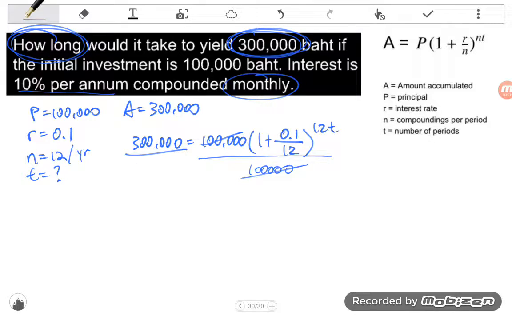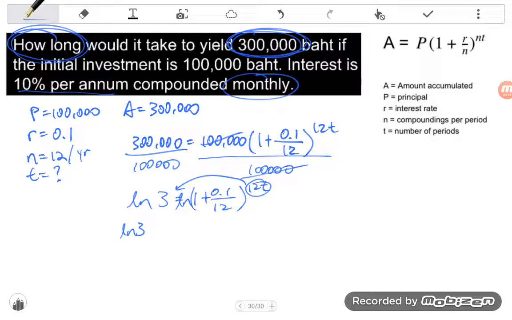Divide by 100,000, divide by 100,000. So I get 3 on the left hand side, and 1 plus 0.1 over 12, to the power of 12T. Now I'm going to introduce the logarithms. So I'll have ln on the left, ln on the right. On the left hand side, I'll have ln 3. If I have the logarithm, I can bring the power to the front. Not to the other side, okay? To the front. I'll get 12T, and then I'll have ln of 1 plus 0.1 over 12.